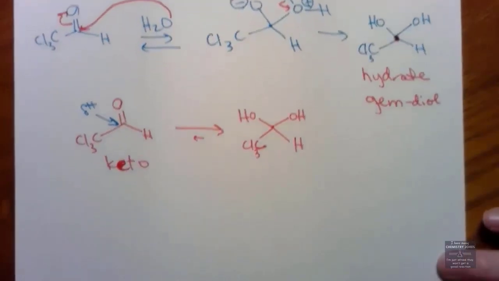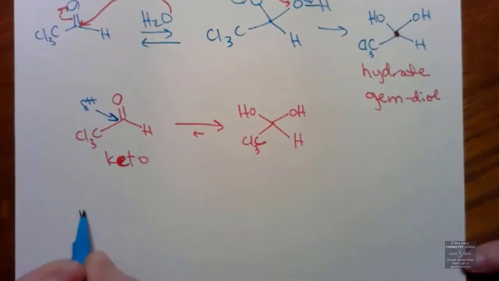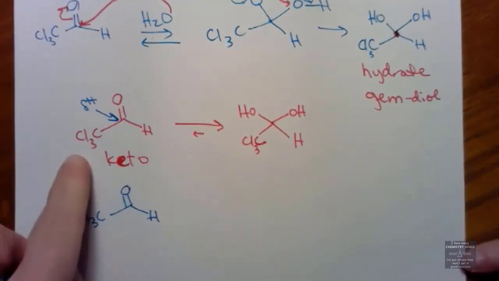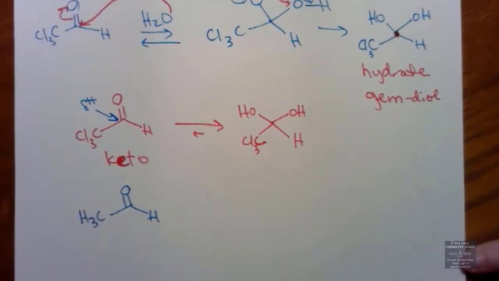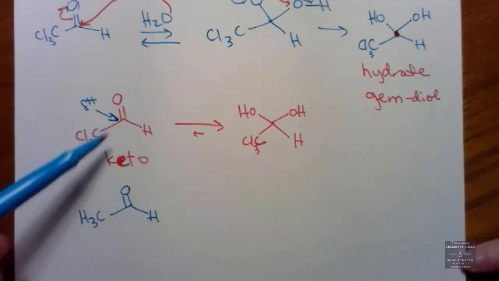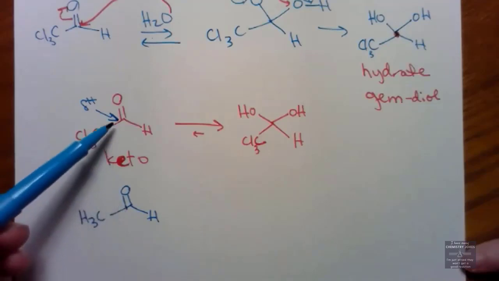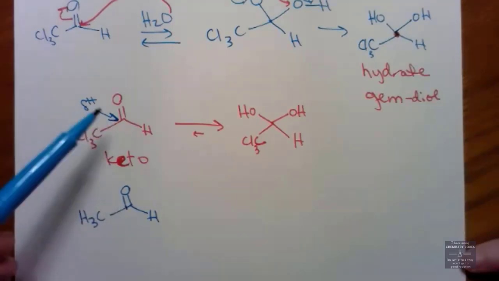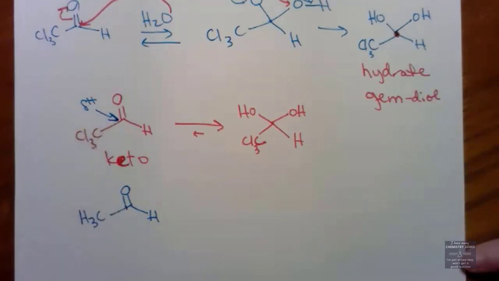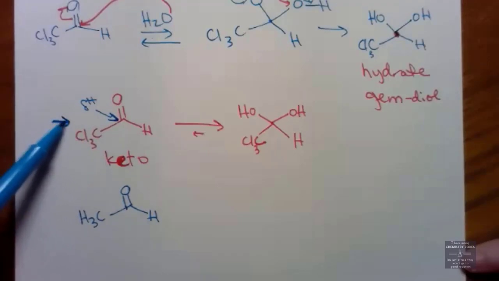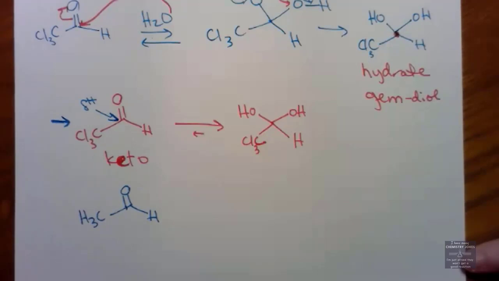So if I were comparing a CH3 aldehyde to this CCl3 aldehyde, and I were asked which one of these has the greatest percent hydrate at equilibrium, what you need to do is judge which one has the greater partial positive on the carbonyl carbon. The greater partial positive means the greater percent hydrate at equilibrium. So this one has the greater percent hydrate at equilibrium.